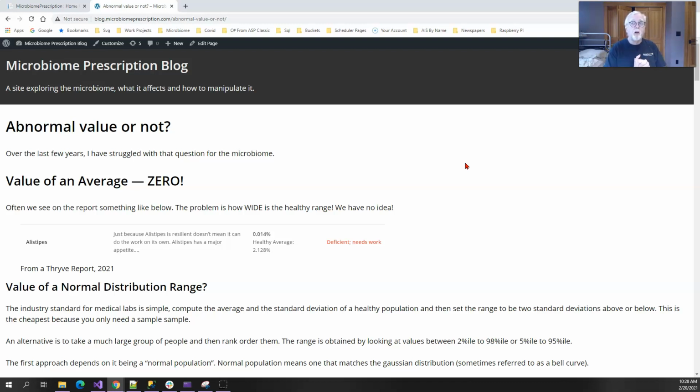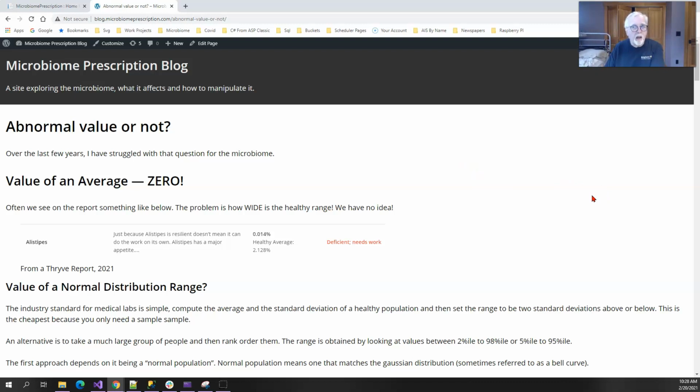That is a nice way of selling things like probiotics. Hey, you need probiotics because you're deficient. Why? Because you don't have the average number. And the average actually means inferior, that 50% has below the average and 50% has above the average. And the number is basically zero value.